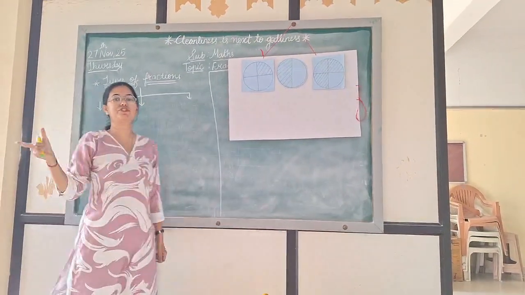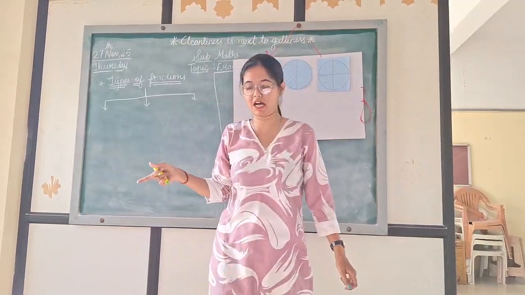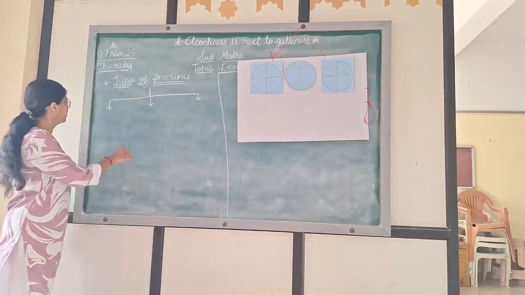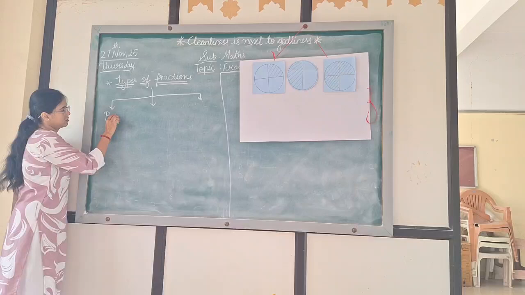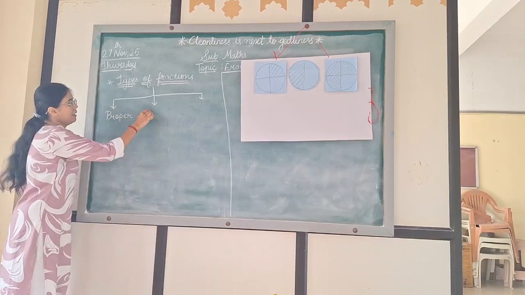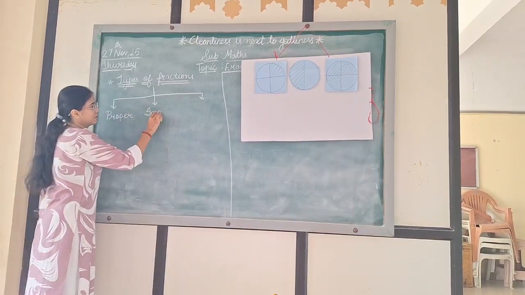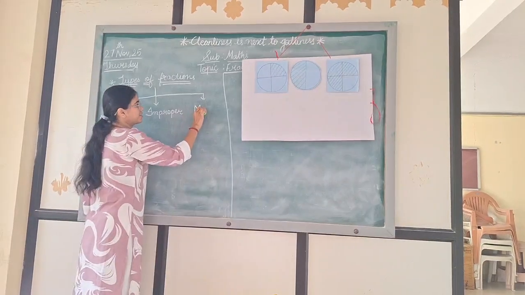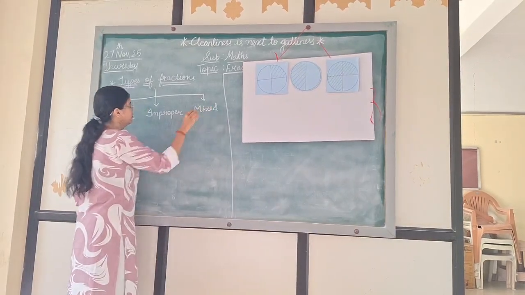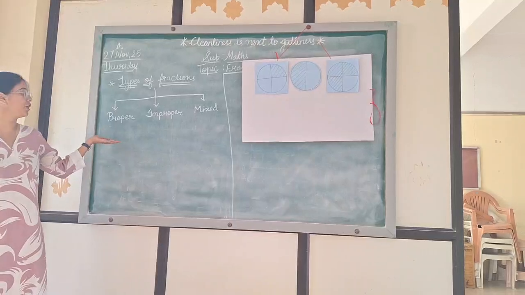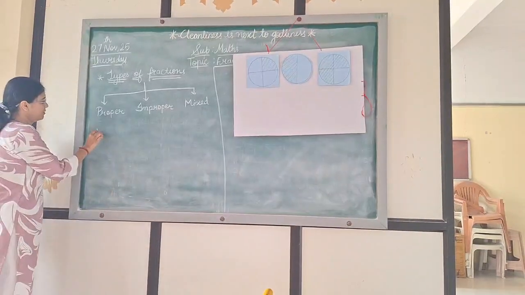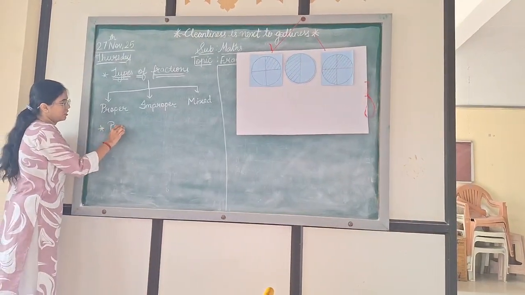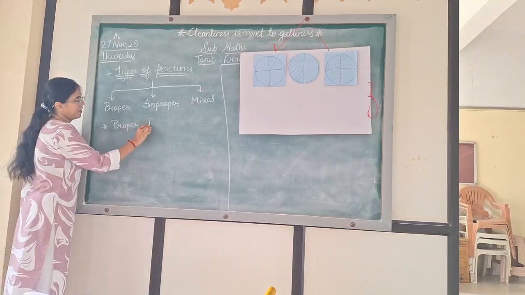The three types which we are going to see today are proper fractions, improper fractions, and mixed fractions. These are the three types that we are going to learn. So we'll start with the first, proper fractions.